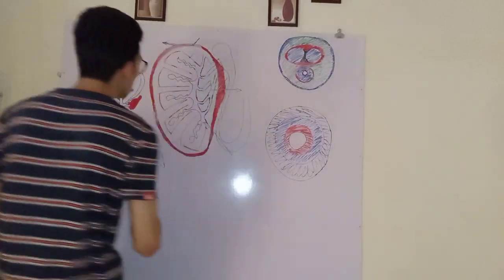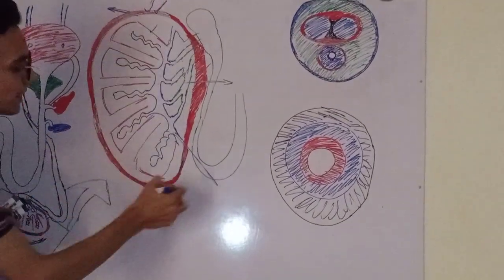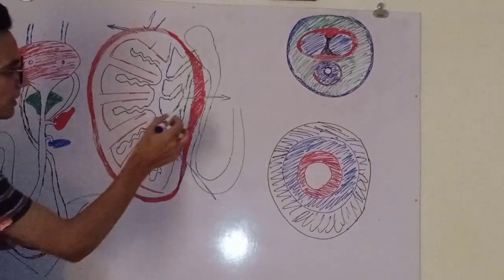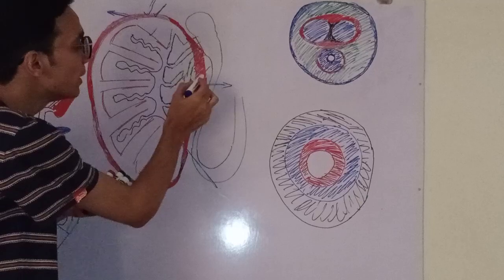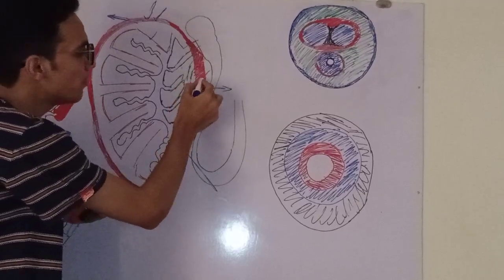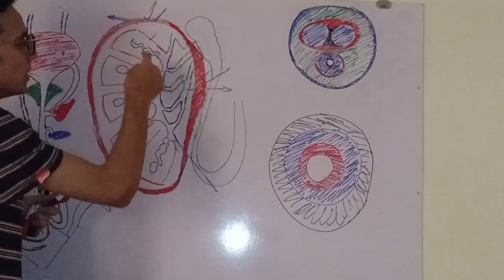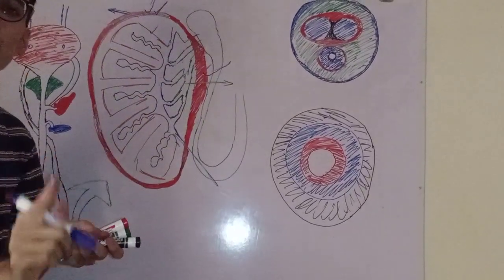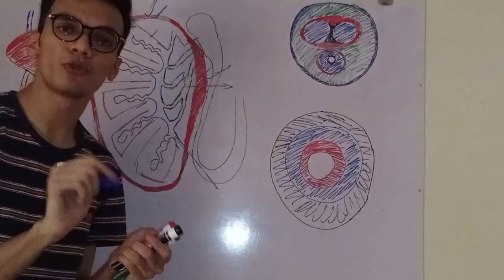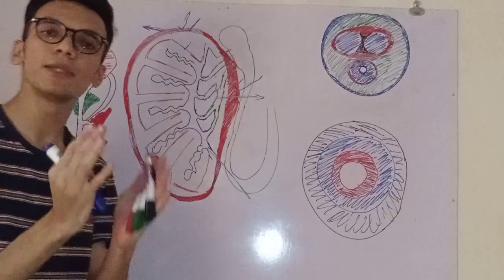Now I am showing you what these structures mean. For example, this is the tunica albuginea. This red layer covering it is called the tunica albuginea, and on the posterior of the testis it forms the mediastinum testis. This is the mediastinum testis, and from it pass the septa, which are called the septula testis. Because of it, there will be the formation of compartments within the testis, and these compartments have the seminiferous tubules.